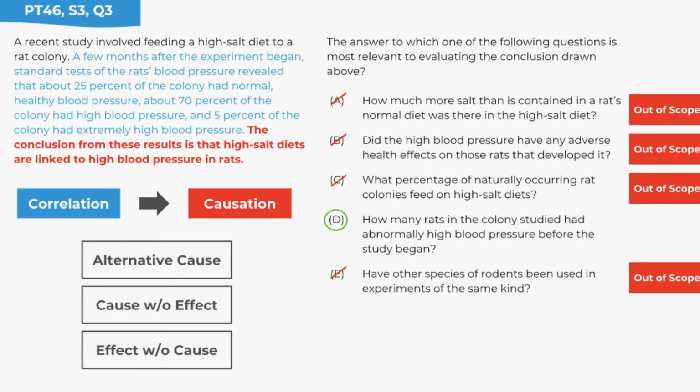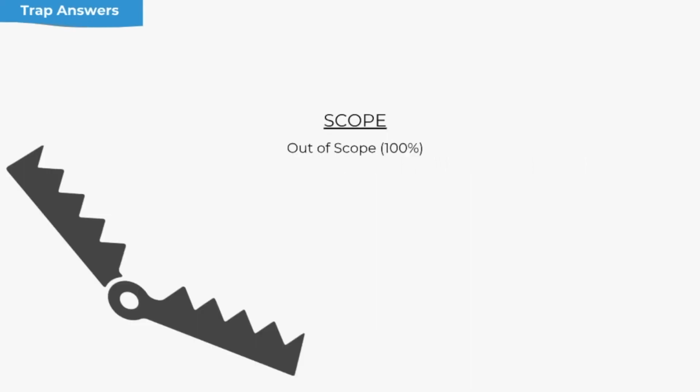Now notice, every single wrong answer we've looked at so far has been out of scope. And that's what you're going to find when you're working on evaluate questions. Essentially, because you're looking for something relevant, and that something relevant could either strengthen or weaken, each of the wrong answers will simply be irrelevant, or another way of describing that is out of scope. So in terms of trap answers, your job is simple. You're going to be just getting rid of anything that's out of scope.